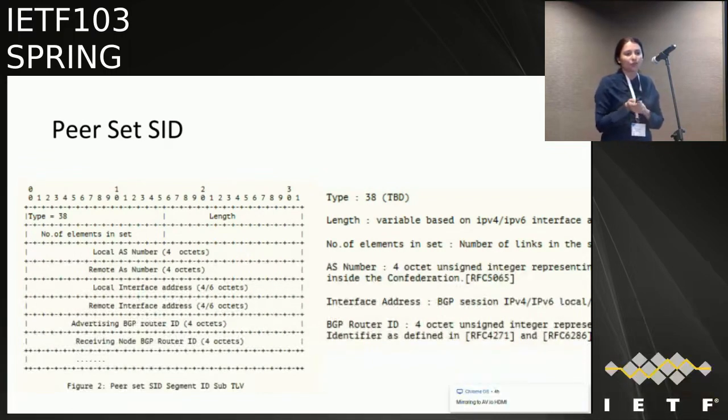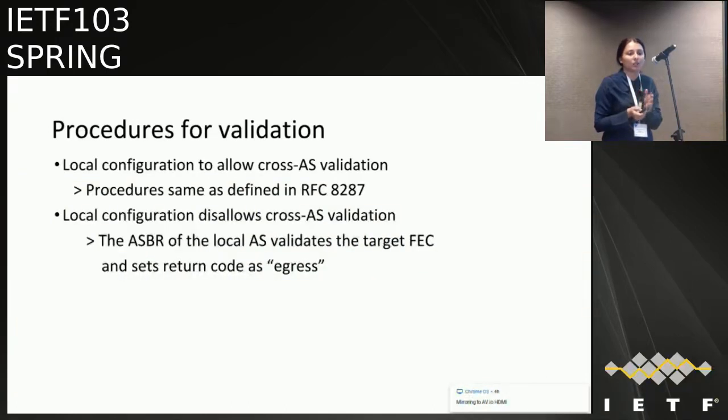So we have two different procedures for validation, because it's cross AS. In certain cases, if it belongs to the same operator, he may be willing to allow that cross validation. In some cases, if a packet reaches the other AS, he may not accept it. So we have two different modes of validation, and that can be controlled via config.